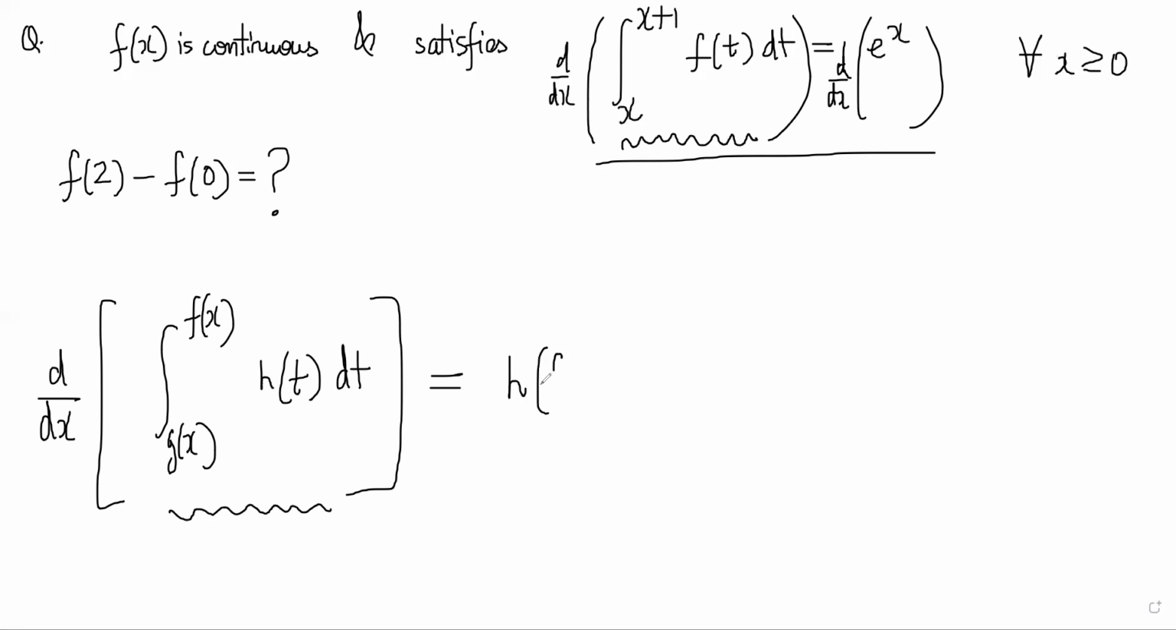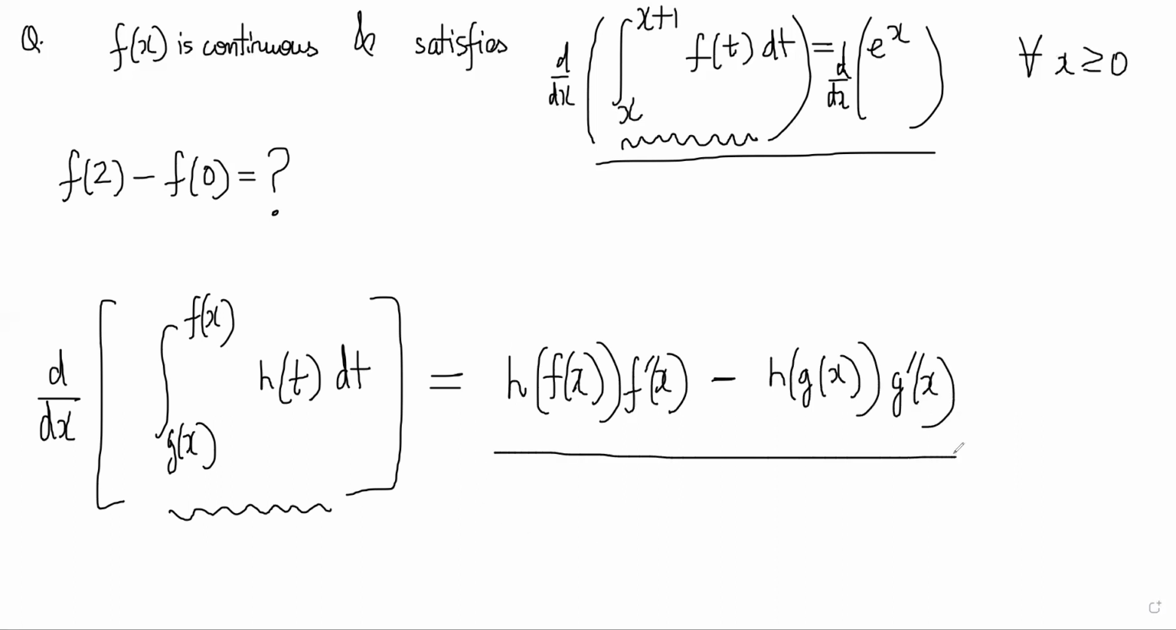This is h of f(x) times f'(x) minus h of g(x) times g'(x). You have to put the upper limit in the function and differentiate the limit, minus put the lower limit in the function and differentiate the limit. Rishi, are you remembering now? Why does this happen? We had done the proof also.